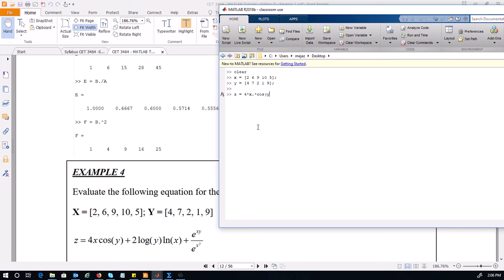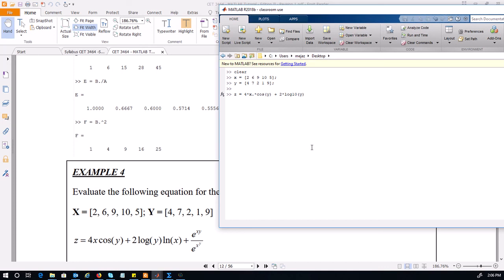Cosine of y plus 2 times log of y. And this is the log to the base 10, of course, not the natural log. So you're going to use the MATLAB function log10 that is given in the table, table 1 or table 2, whichever table that was. Log10 of y. And observe again, I'm not putting any period over here because 2 is a constant value. A constant value multiplied by a vector, you don't need a period over here. Now, if you put a period over there, it's not going to make any difference.